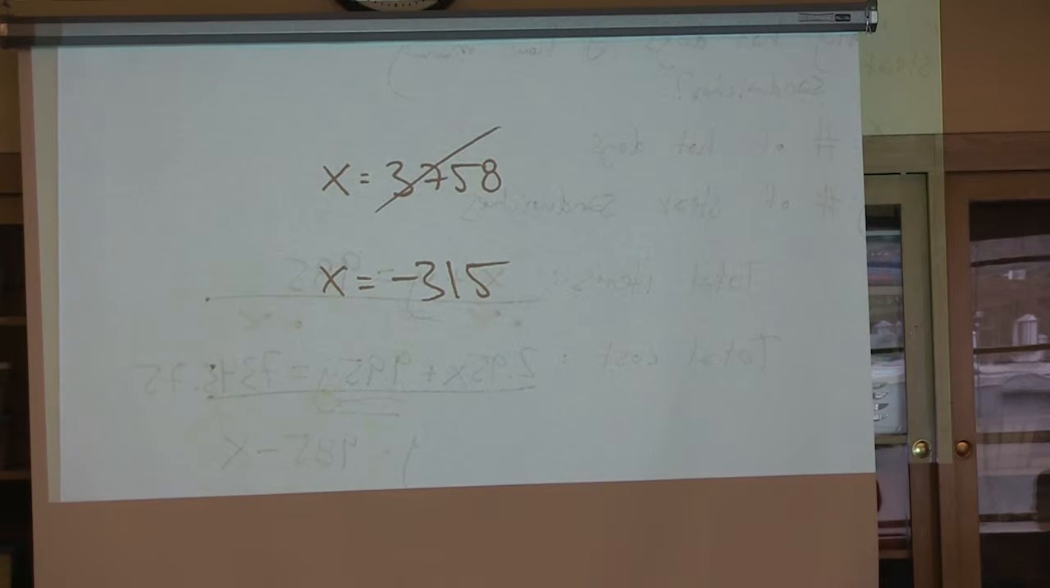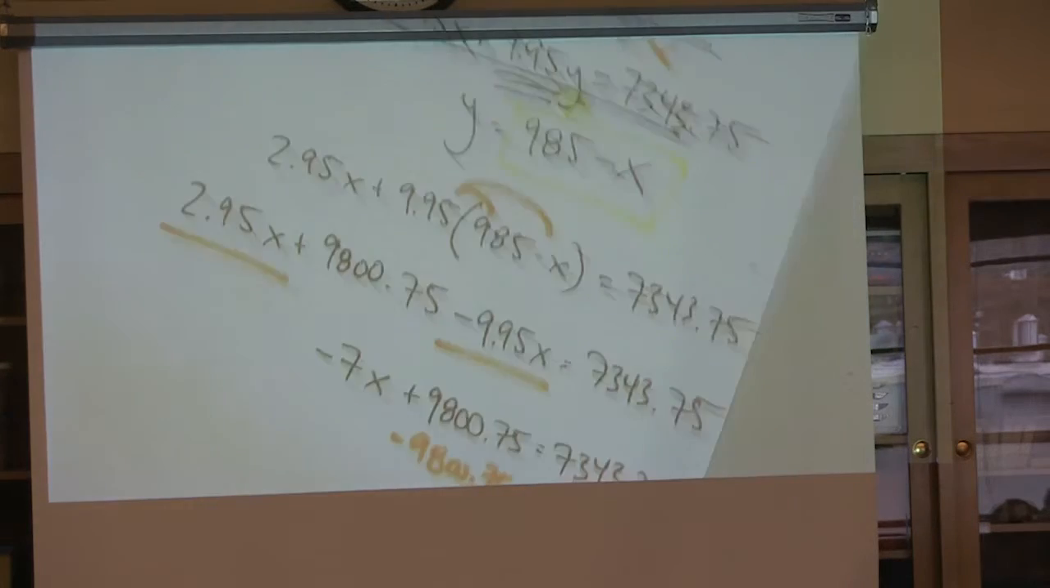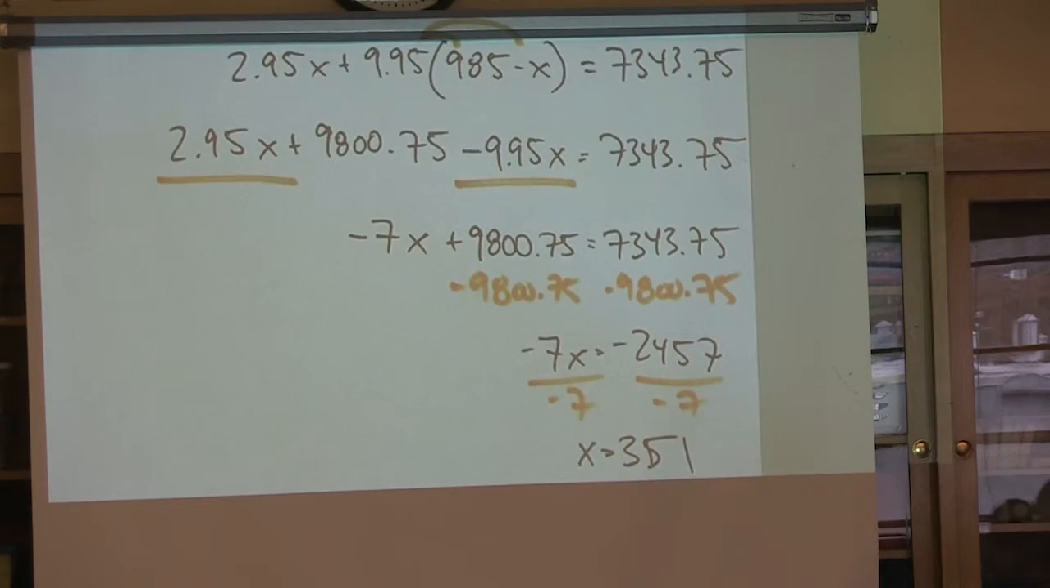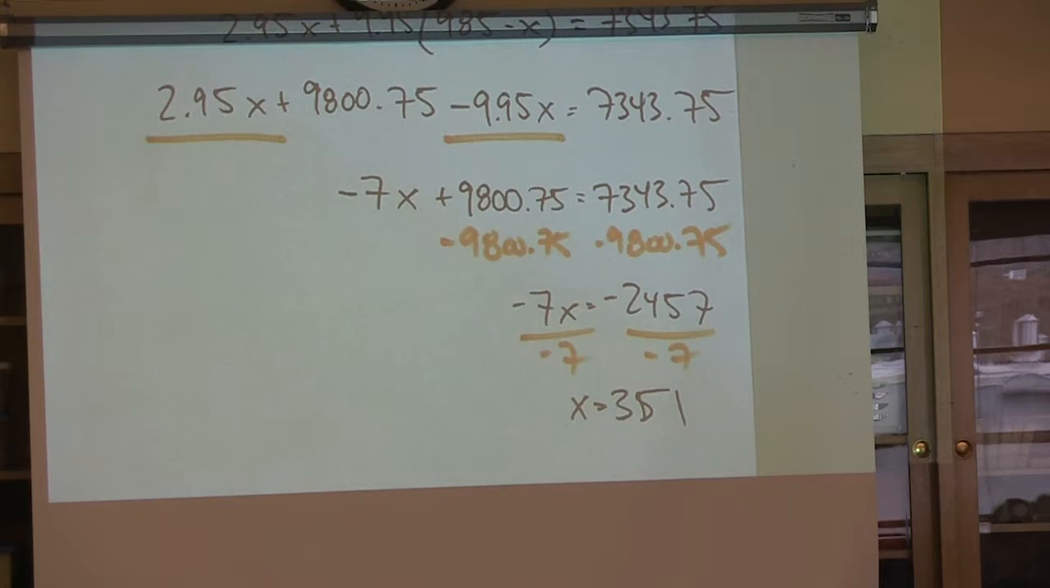Why can't it be negative? Right? If we look at our inventory and find out that we sold negative items, bad news bears there. That means everyone's stealing from us. Okay, so we should have an answer that at least makes a little bit of sense. Here, once you distribute that 995 and follow it through, you should end up with 351.